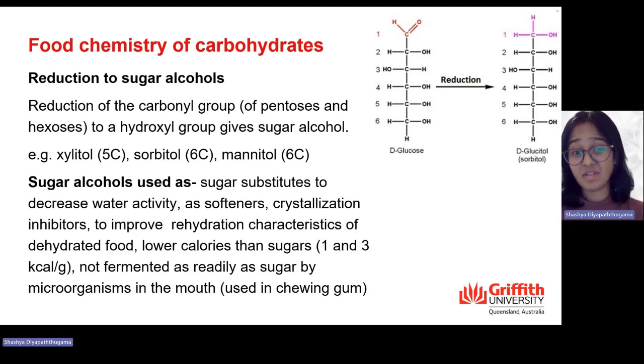And then these sugar alcohols provide fewer calories compared to the sugars. And another important aspect is that these sugar alcohols are not readily fermented like sugars. Therefore, food industry uses this to produce chewing gums. Like in chewing gums, this has to retain in the mouth for a longer duration. So these sugar alcohols do not undergo fermentation readily, so they can be kept in the mouth for a longer duration.